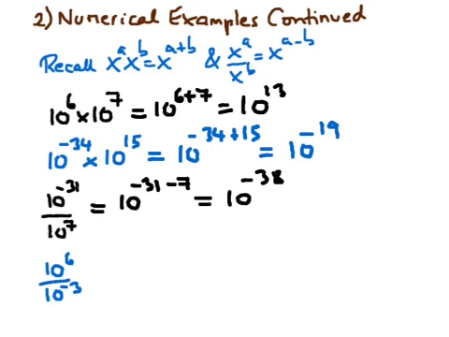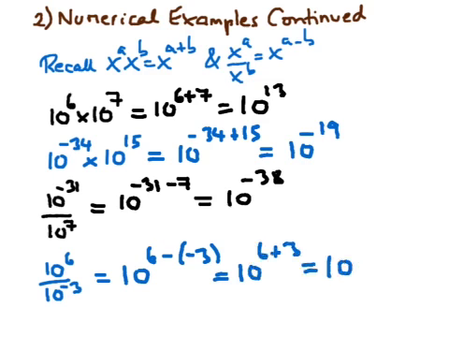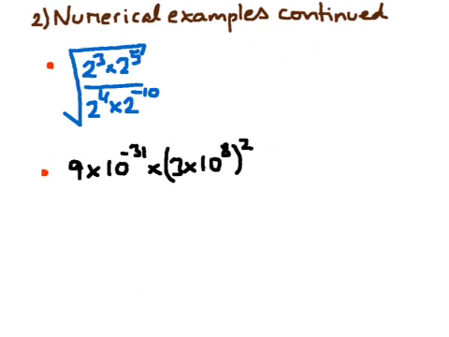And the final example here is 10 to the 6 divided by 10 to the minus 3. So this is 10 to the 6 minus brackets minus 3. That is 10 to the 6 plus 3. So that is 10 to the 9. So all of these examples are worked out using these two rules. So we'll now go on to another slide with some additional examples.